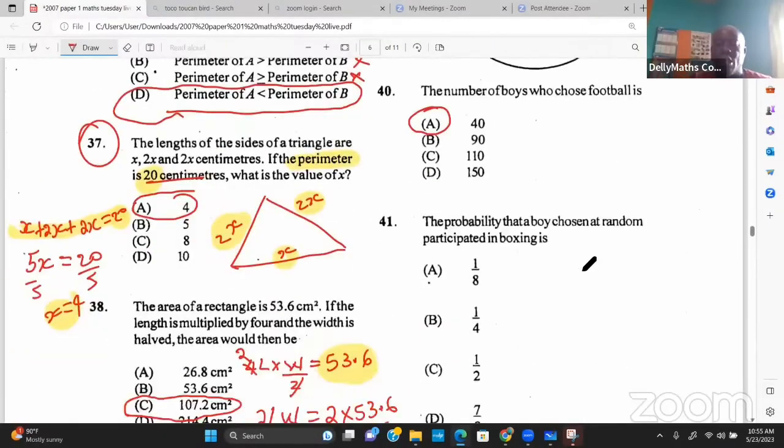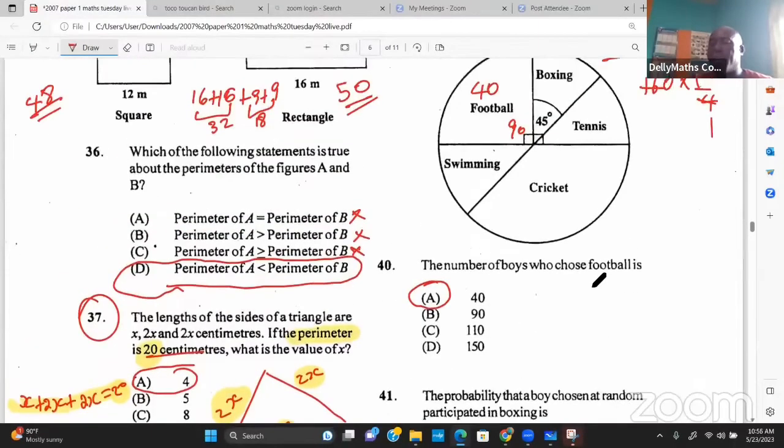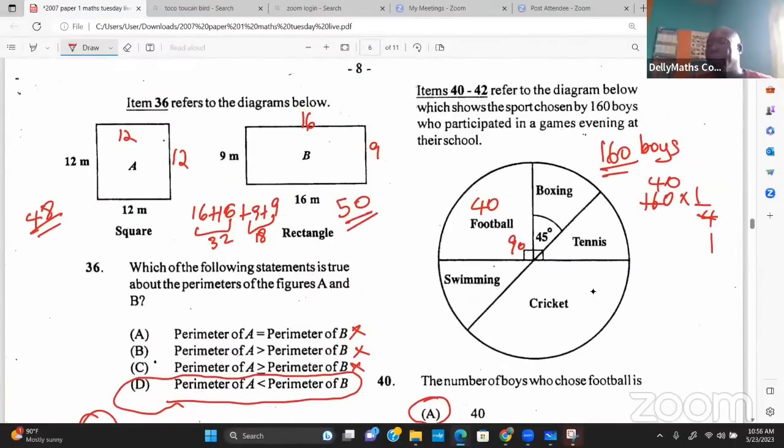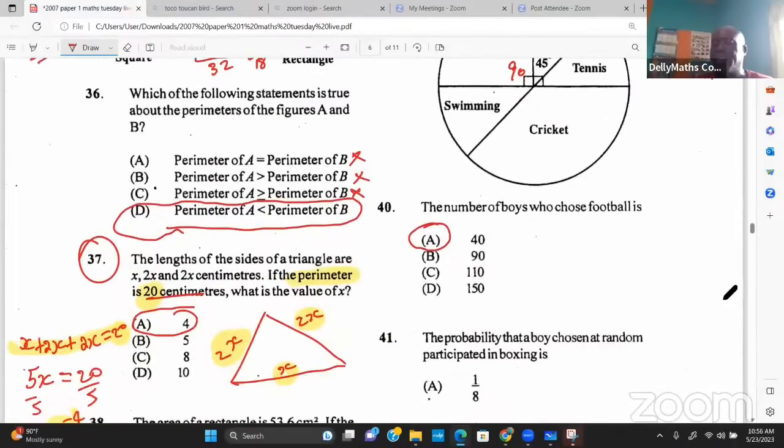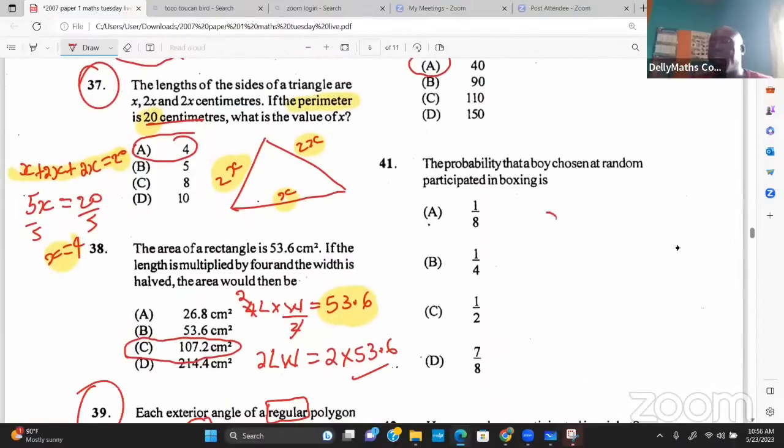Next question. The probability that a boy chosen at random participated in boxing. Boxing. Now look, the direct relationship between boxing and football is that boxing is half of football, right? 45 degrees to 90 degrees. Oh, half of it. So that means that the number of persons would be half. So it's 20 persons we're dealing with right there. So if I'm dealing with 20 persons for boxing, 20 out of how many? There are 160. 20 out of 160.